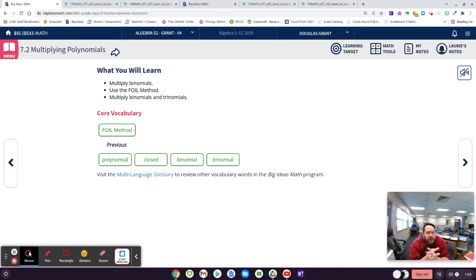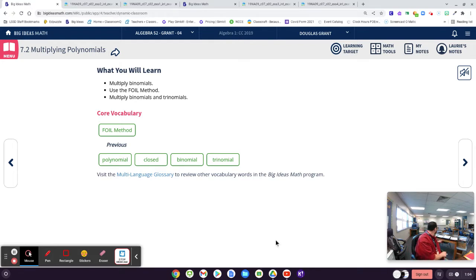Aloha! 7.2 is all about multiplying polynomials. So one thing you're going to hear a lot for the rest of algebra is a thing called FOIL. All of your parents learned it. So FOIL is a method that's used when you multiply polynomials, and we're going to go over how that's used.